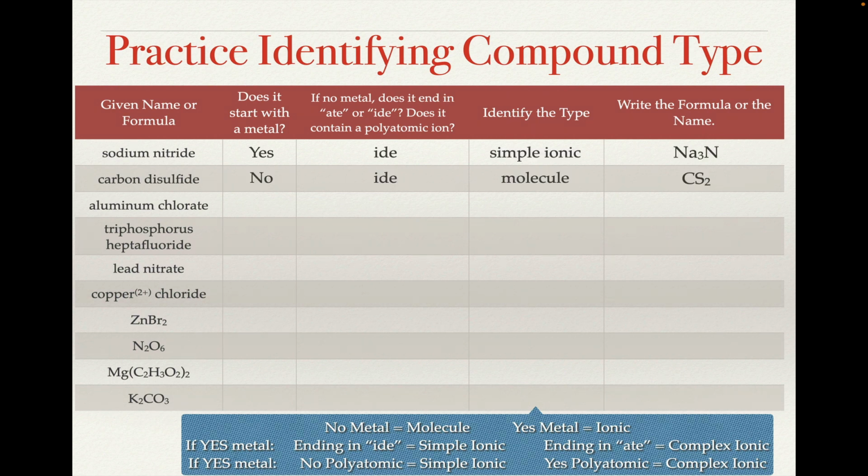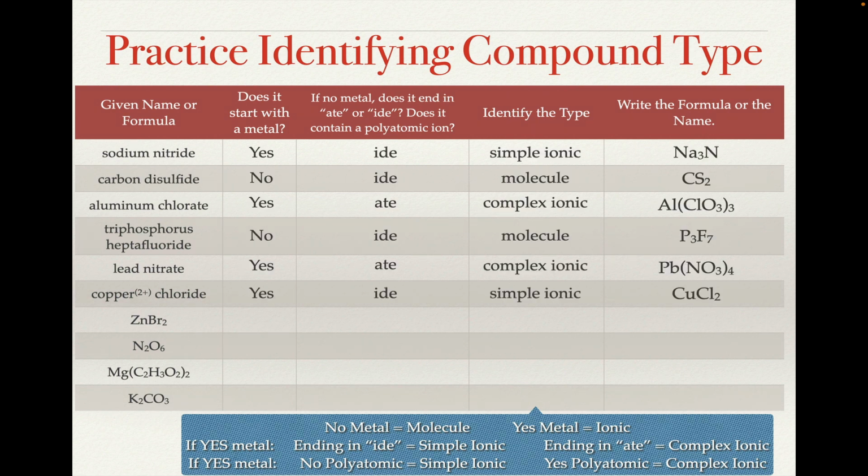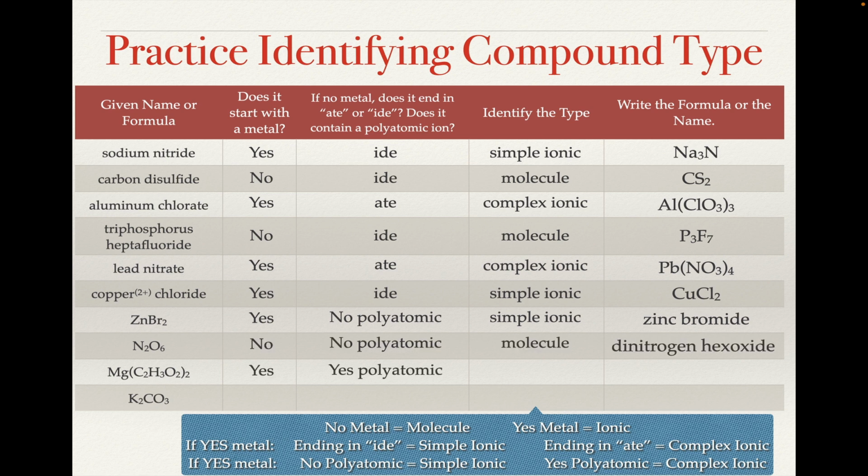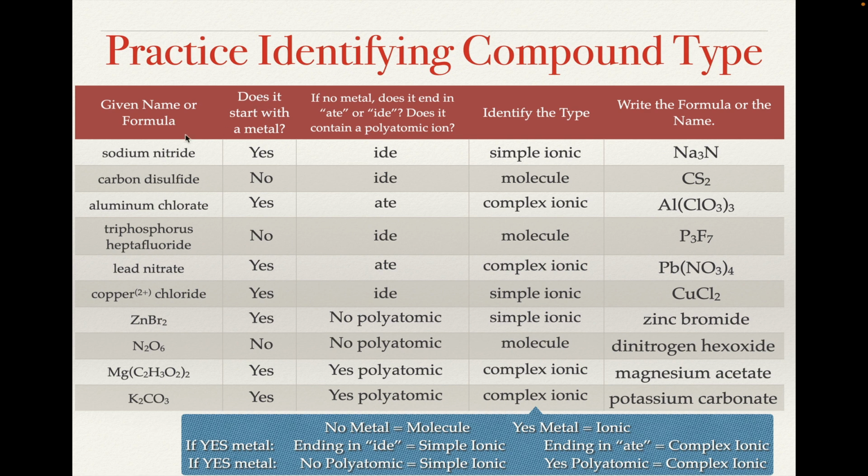Last thing here, we have our kind of table to help us out. So if we take a look and fill this table in, this is everything that we already know for some different examples of we have with this. And if we look, we have sodium nitride. Does it start with the metal? Yes, it does. It ends in IDE, so it's simple ionic. Here's the formula. Okay, here we have carbon disulfide. Does it start with the metal? No, it does not. Ends in IDE, it's a molecule.